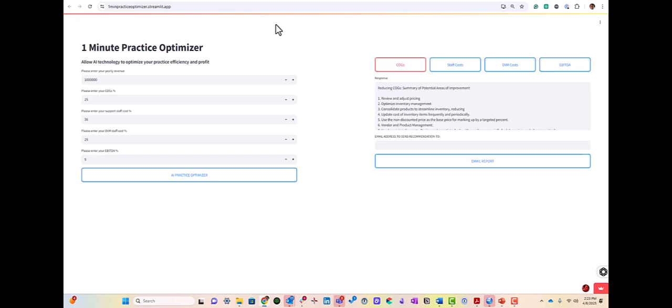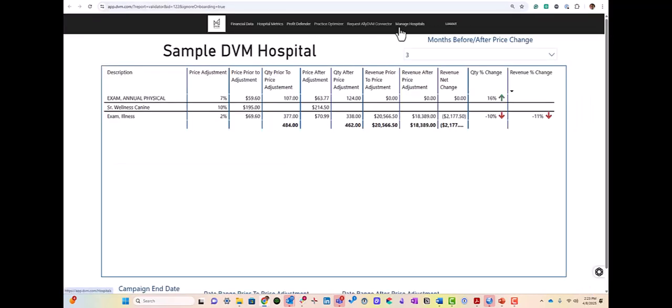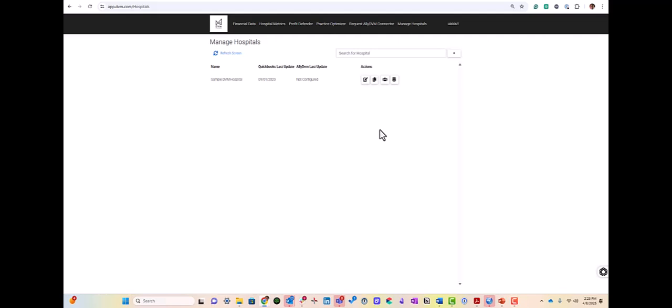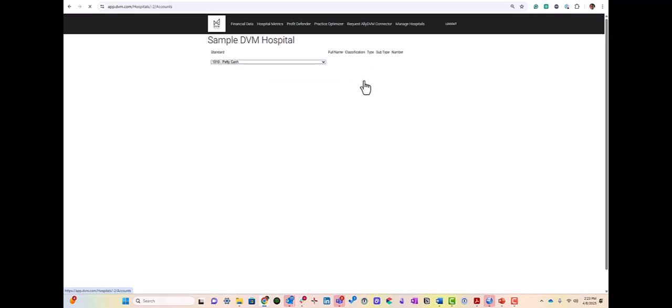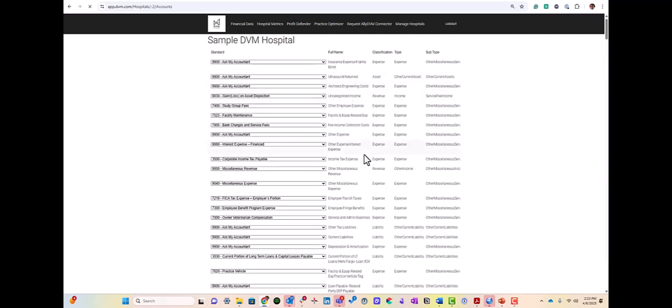The last part of this program is the managed hospital, and this is where the administrative part of the hospital comes in. Right here is where we map your chart of accounts. So if you're not on the VMG chart of accounts, you can open this up, and once this loads you're going to see that this whole side of the screen is what's being pulled from QuickBooks. So it's just the name, the classification, and the type. And then what we do is we map it back to the VMG AHA chart of accounts.